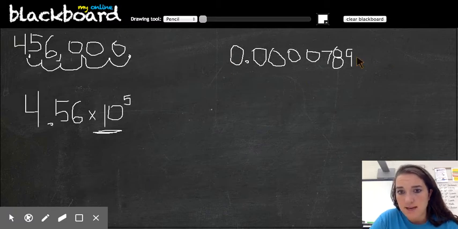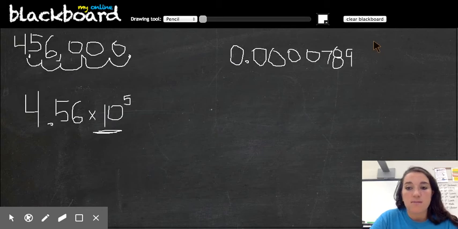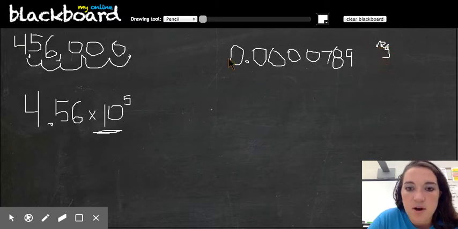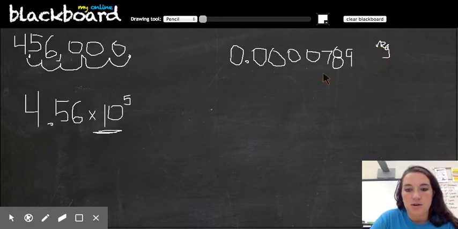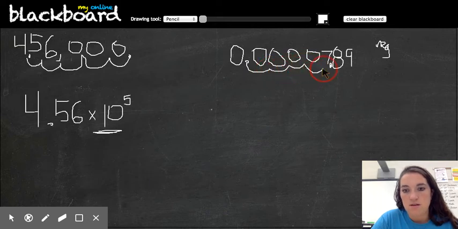Is this a big number or a small number? It's a really small number, so we're going to have a negative exponent. I'll just write NEG to remind myself. All right, so now where does this decimal need to go so that this number is between 1 and 9? Between the 7 and the 8. How many times do I have to move the decimal to get there? 1, 2, 3, 4, 5. I have to move it 5 times.